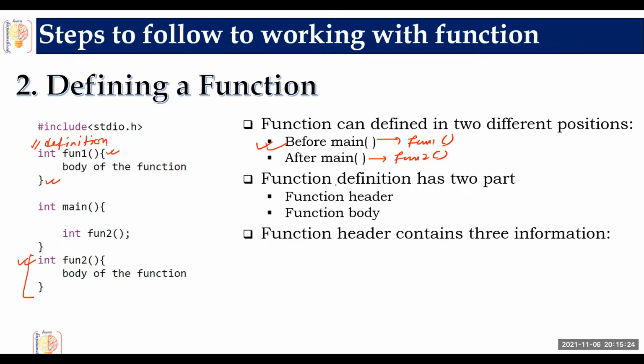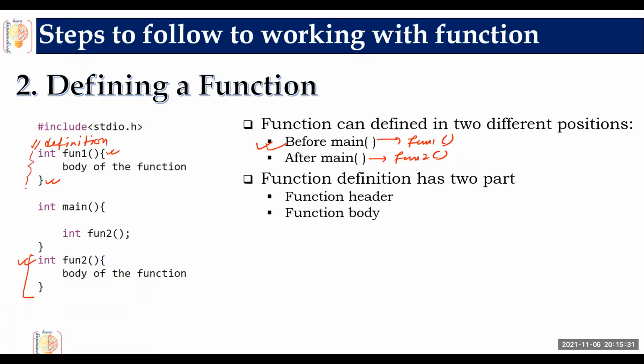One very important point I want to highlight: when you define a function before the main method, then declaration is not necessary. Please note down this point. When we define a function before the main method, like fun1, step number 1, the declaration, we can ignore; it becomes optional. So let me show you in the compiler.